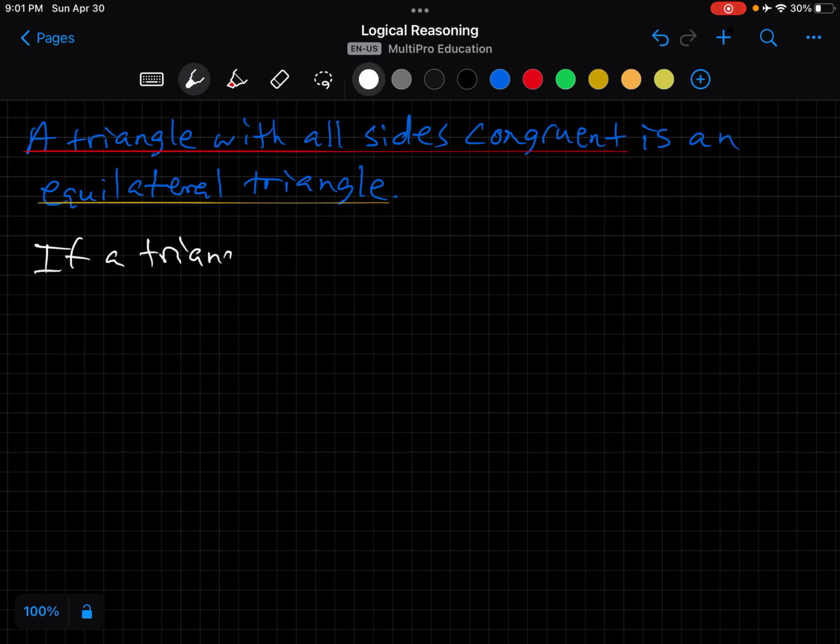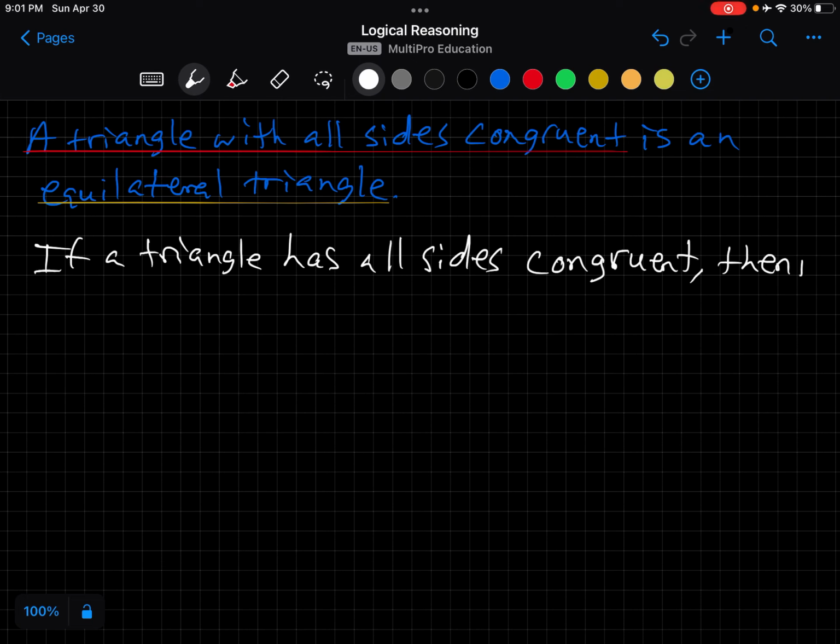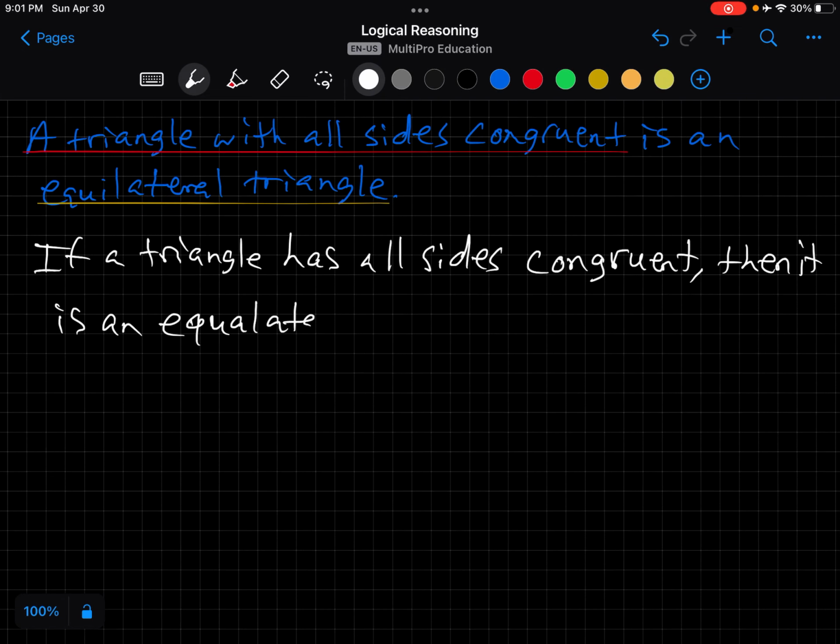If a triangle has all sides congruent, then it is an equilateral, if I can spell, triangle.